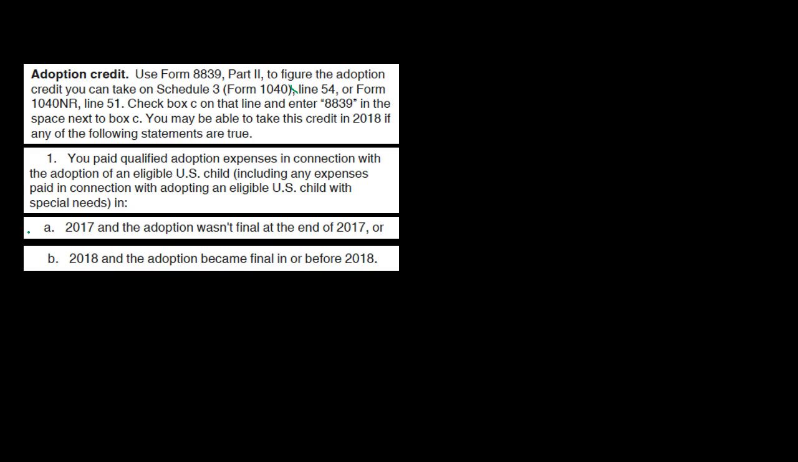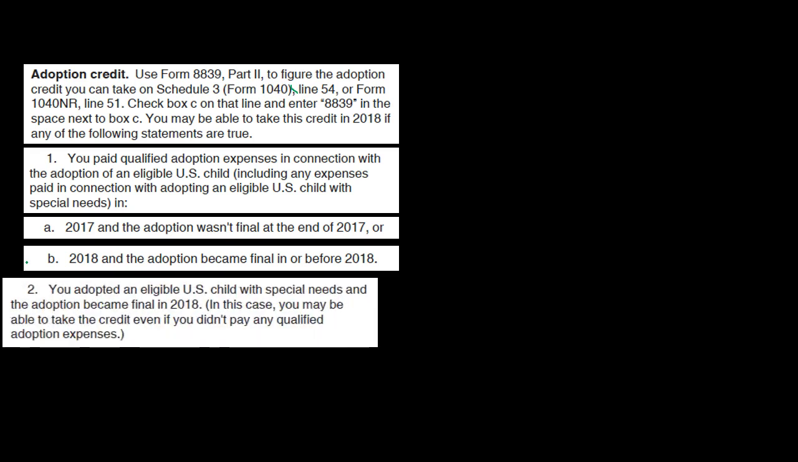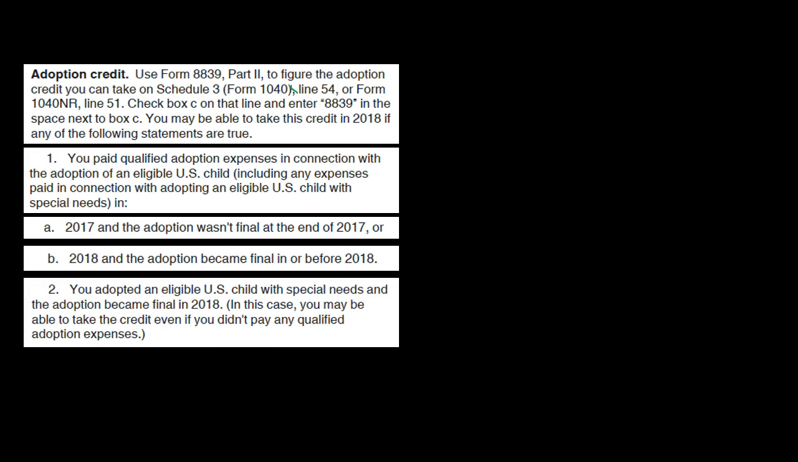B then saying 2018, the adoption became final in or before 2018. So if the adoption became final within 2018, then you would think that would be, of course, the time to take the credit at that point in time, because we have everything we need in order to do so. Number 2, you adopted an eligible U.S. child with special needs and the adoption became final in 2018. In this case, you may be able to take the credit even if you didn't pay any qualified adoption expenses.